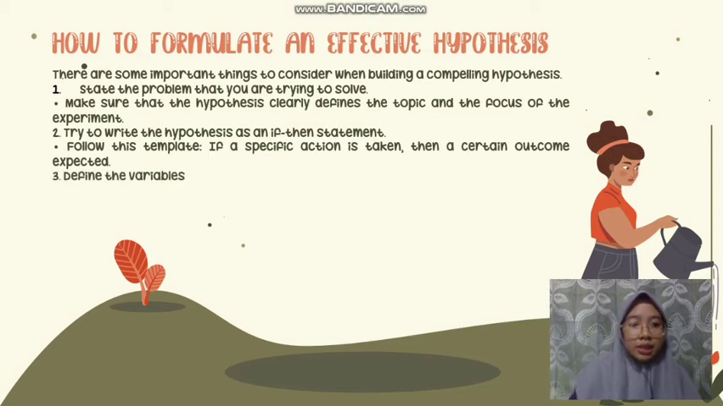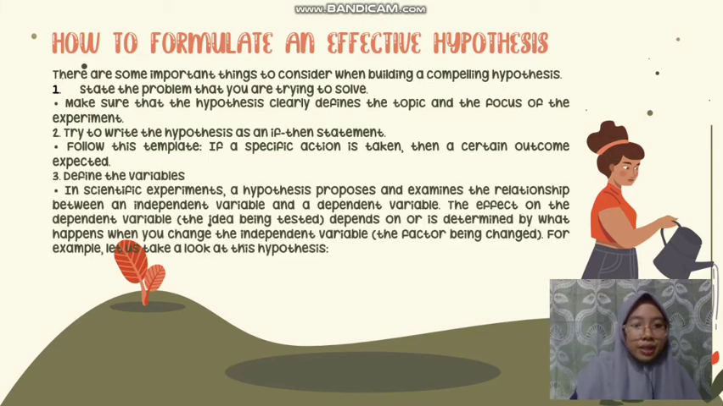Third is defining the variables. In scientific experiments, a hypothesis proposes and examines the relationship between an independent variable and a dependent variable. The effect on the dependent variable or the idea being tested depends on or is determined by what happens when you change the independent variable or the factor being changed.